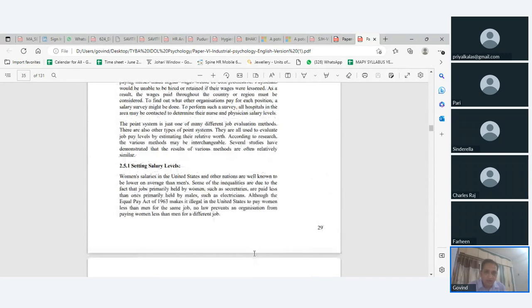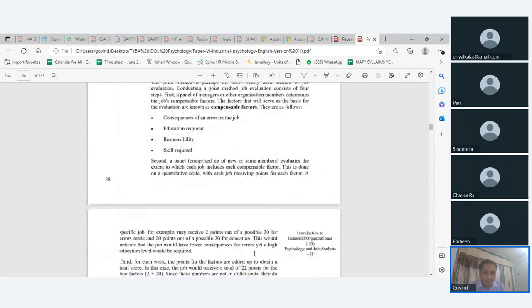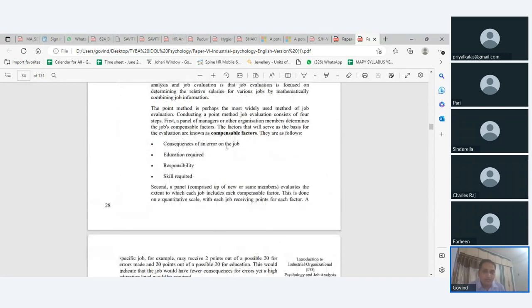See here, the consequences of the error in the job. In job analysis, I'll not do that, but in job evaluation, I'll do it. So what will happen if somebody does an error in that job? Imagine somebody is doing a financial analyst job, a mutual fund advisory, a fund manager kind of role. If that person makes a mistake in a calculation, the consequences will be huge.